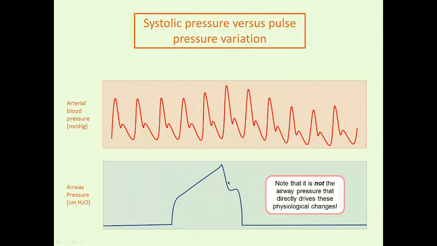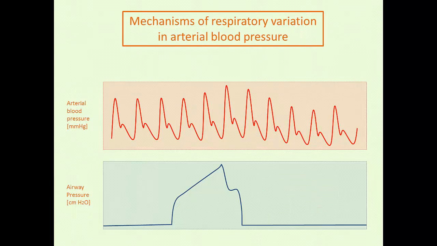Importantly, it's not the airway pressure that's driving these changes. It's the airway pressure causing the lungs to expand against the chest wall, and driving an increase in intrathoracic pressure that drives these changes. So let's talk a little bit about the mechanisms of this respiratory variation in arterial blood pressure. So back to the apneic baseline.